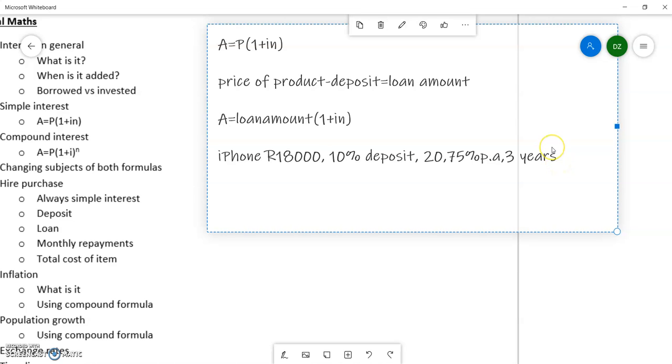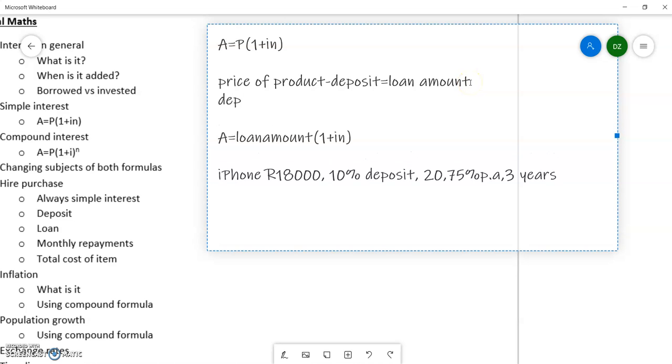So getting back to what we've done, there's just one other thing I want to mention here, is how do we actually calculate that deposit value? Well, the deposit value is always the deposit percentage of the price of the product.